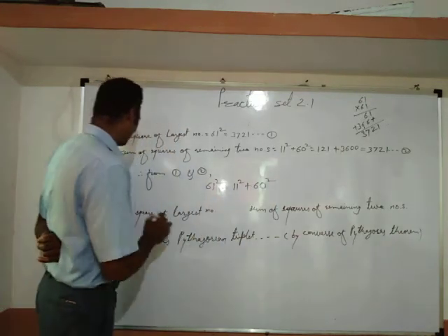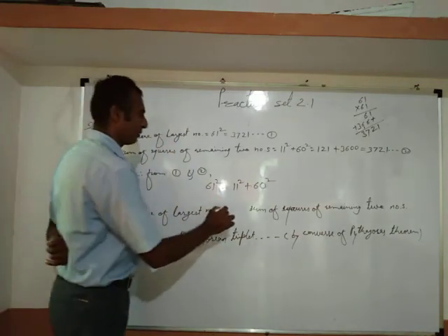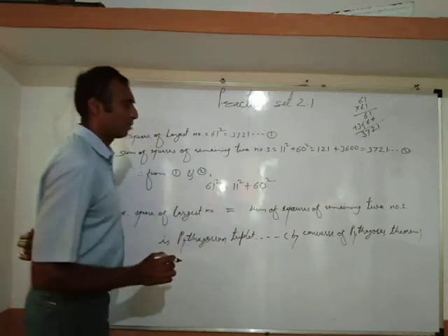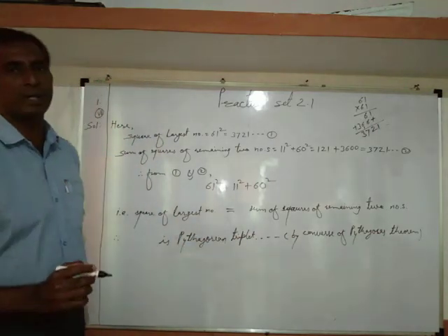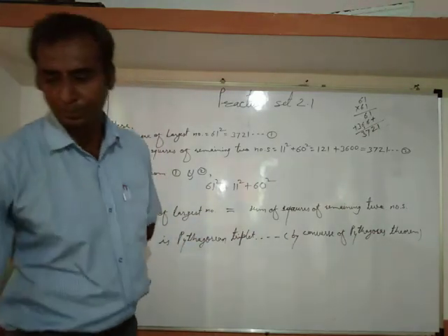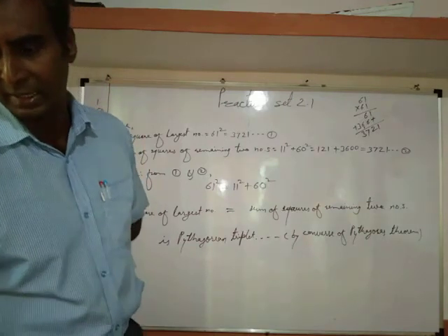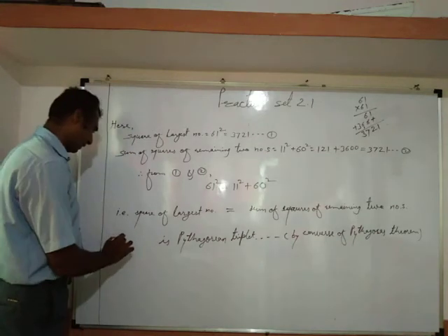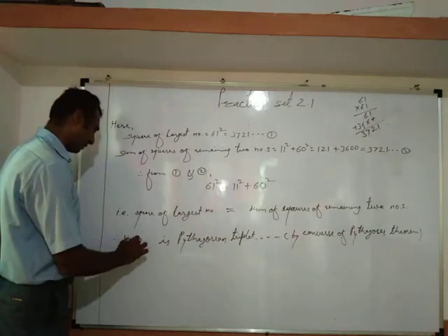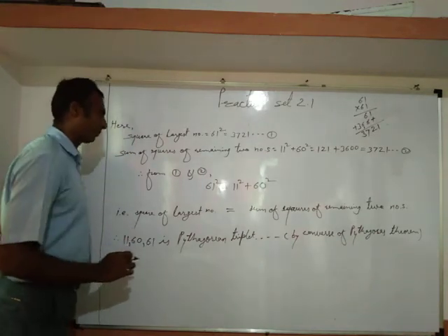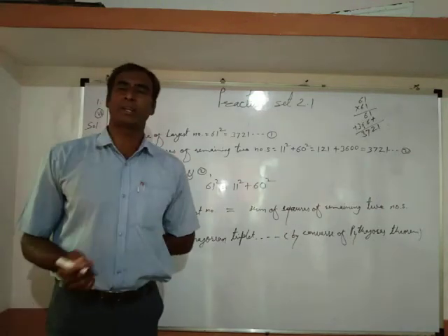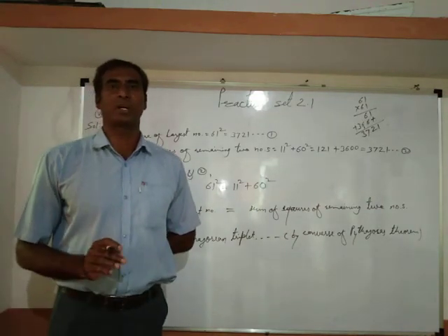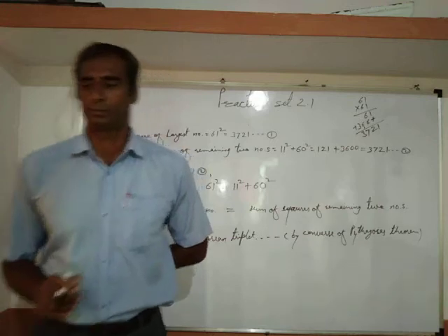That is, the square of the largest number equals the sum of squares of the remaining two numbers, and therefore the given triplet, that is 11, 60 and 61, is a Pythagorean triplet by the converse of Pythagoras theorem.